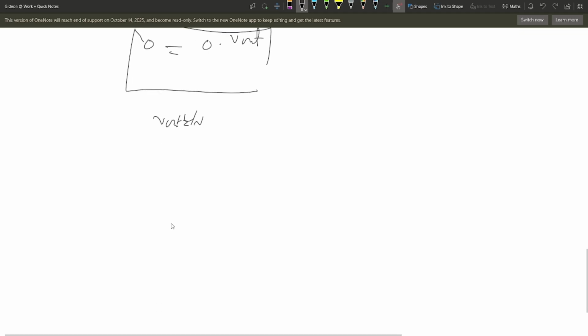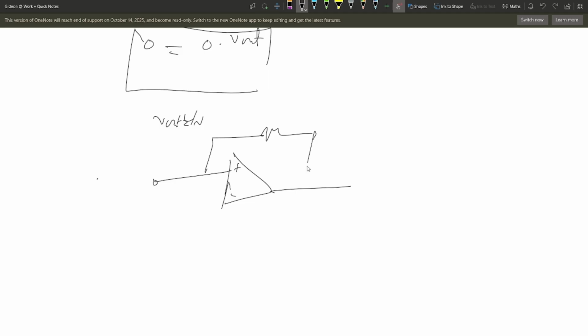So op-amps, you can connect them in a closed loop, and in the closed loop behavior, what we need to talk about is the feedback system. We have two types of feedback. We have positive feedback and negative feedback. Now let's first talk about the positive feedback. What happens in the positive feedback is that we connect the output of the op-amp to the positive terminal in this fashion, and then we have something like this.